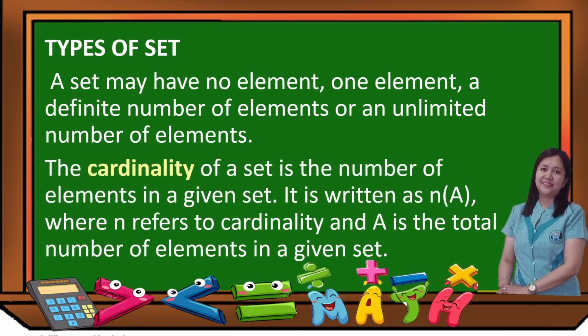Class, the cardinality of a set is the number of elements in a given set, meaning we have to count. It is written as n of A, the cardinality of set A, where n refers to the cardinality, and A is our set, and we are looking for the total number of elements in a given set. Do you get that? Good.